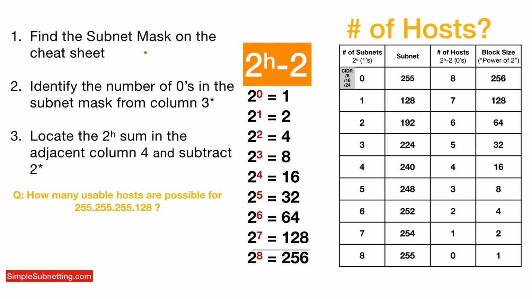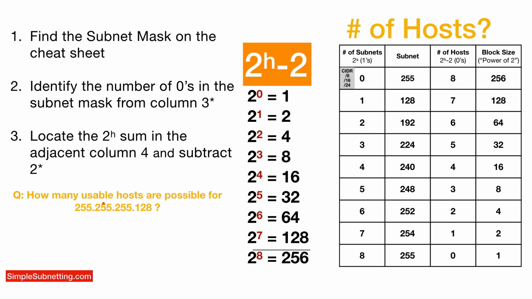First, you find the subnet mask on the cheat sheet, so in this column. And then you go to column 3 to identify the number of zeros in that subnet mask. So for this one, it would be 6. And then right across is the 2 to the whatever, that's the answer.